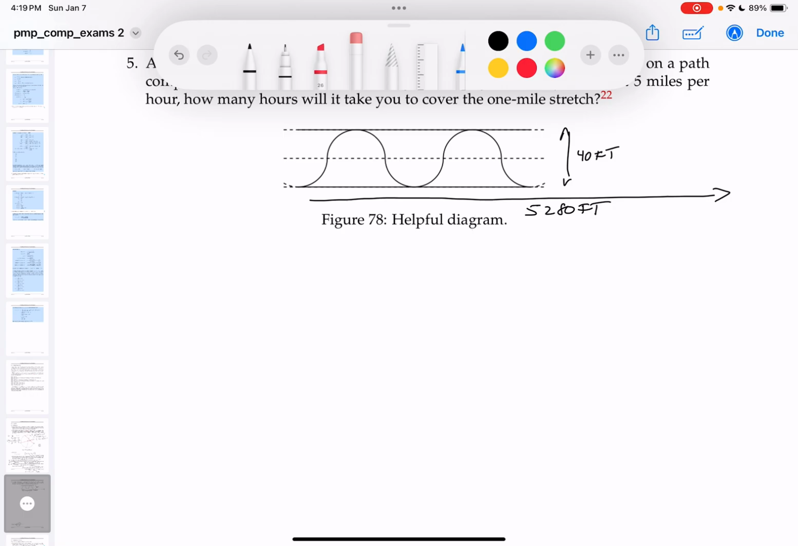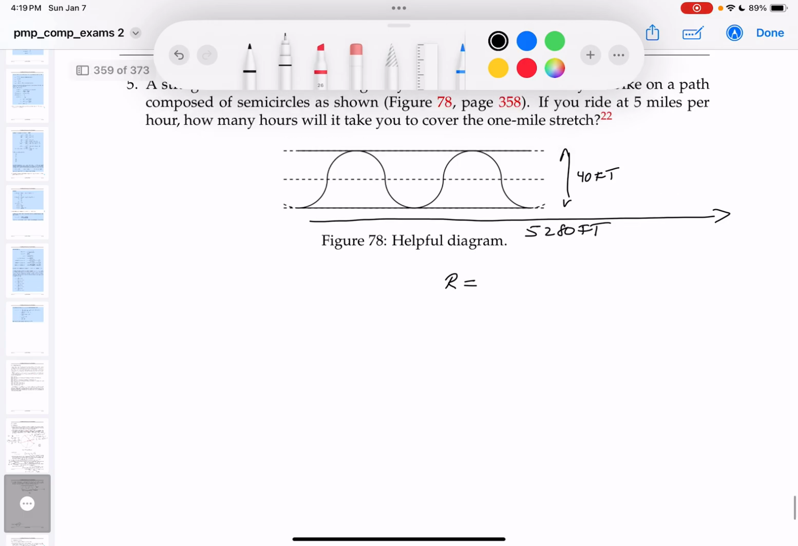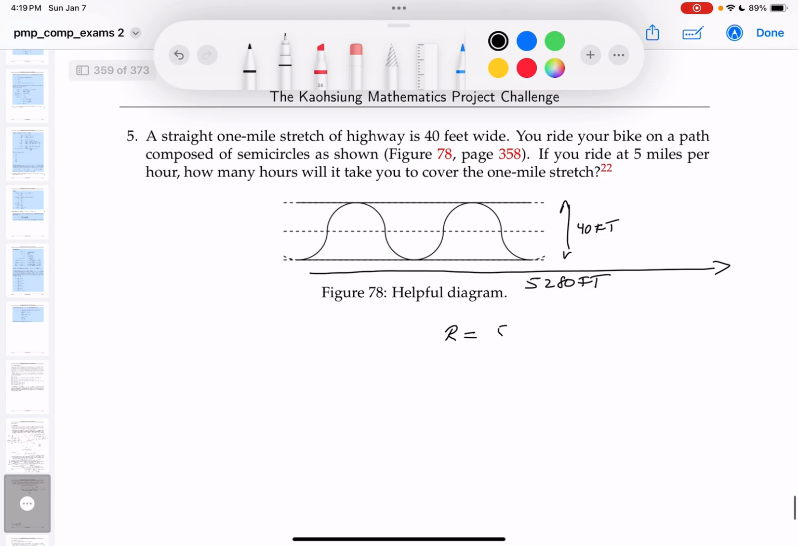All right. The bicyclist doesn't go straight, by the way, but the rate of the bicyclist is 5 miles an hour. So it's going to be a mile is 5,280 feet per hour. Right, that's his rate. The question is, what is his distance, though?